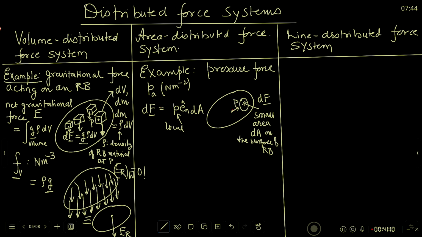Let the centroid of this area be P. So P is a point on the surface of the RB, and in the neighborhood of P I have taken the small area dA, of course lying on the surface of the RB, and this is the local pressure at P. What is En? En is the local inward normal on the surface of RB.